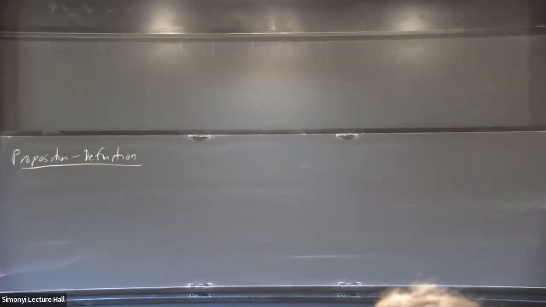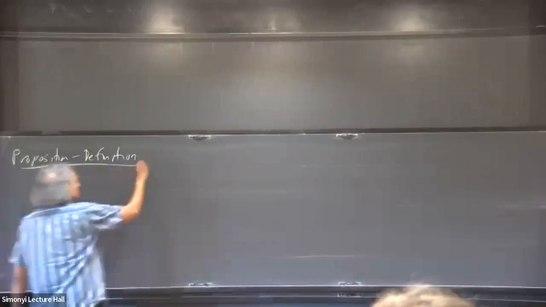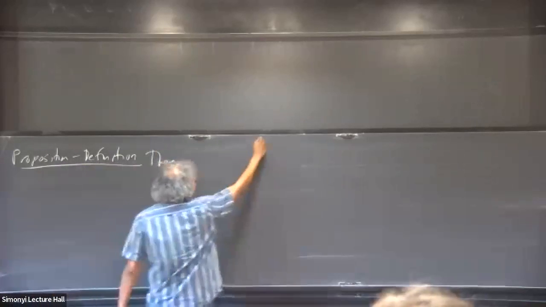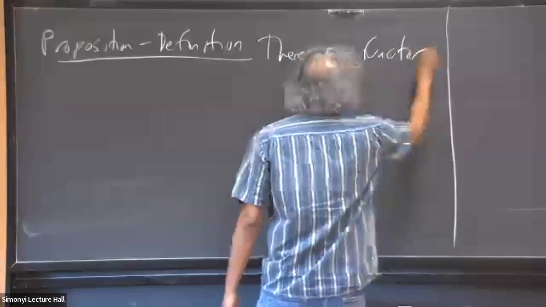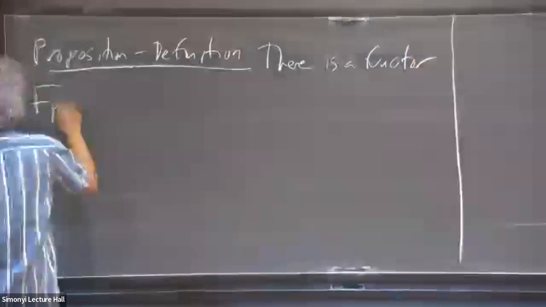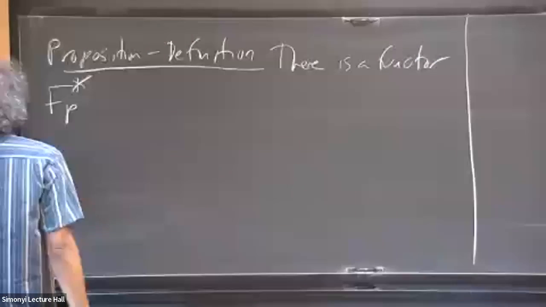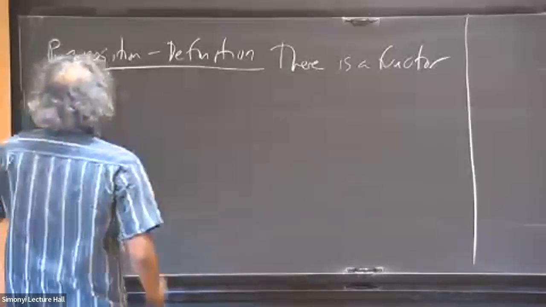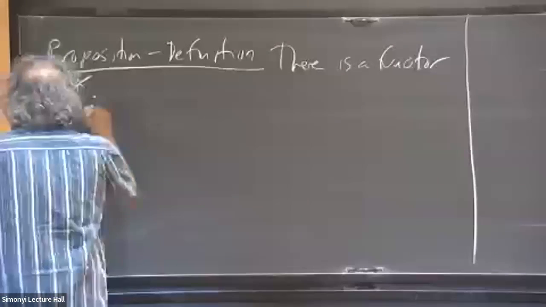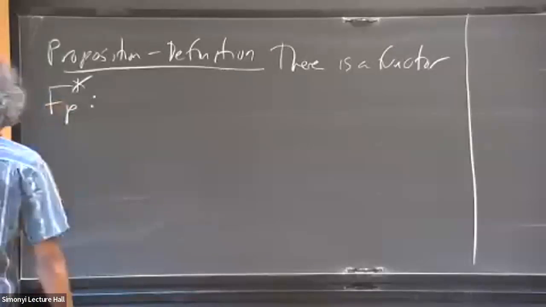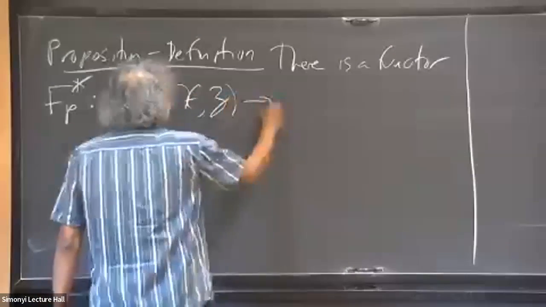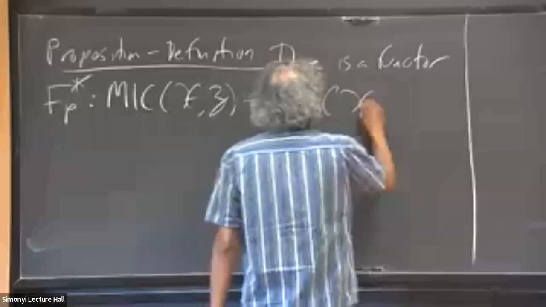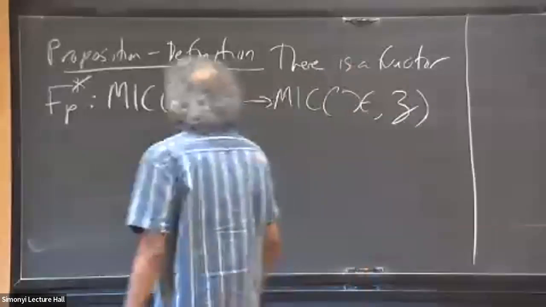And so this says that there is a functor, which I'll write F_p upper star suggestively, even though it's not actually the pullback induced by a morphism, but nonetheless there is a functor from this thing to itself with the following properties.